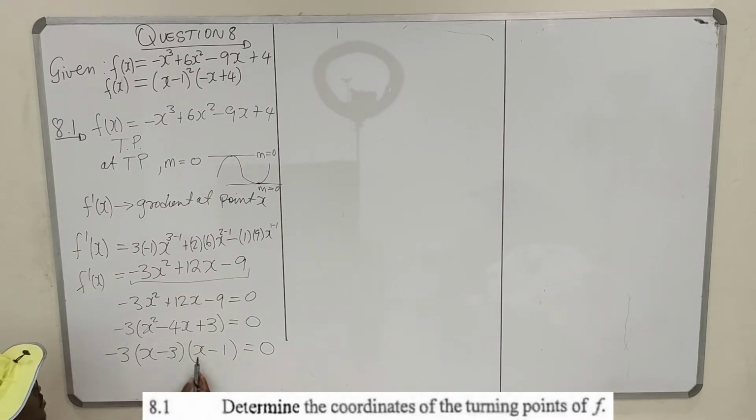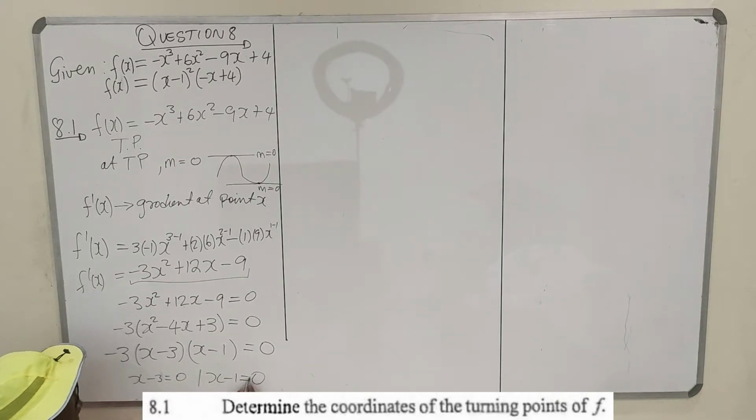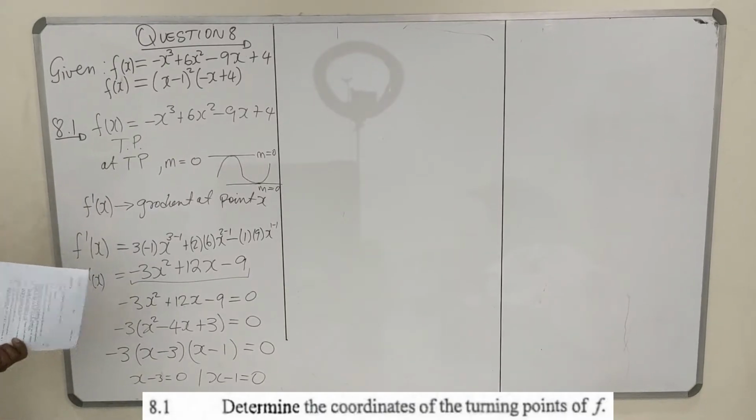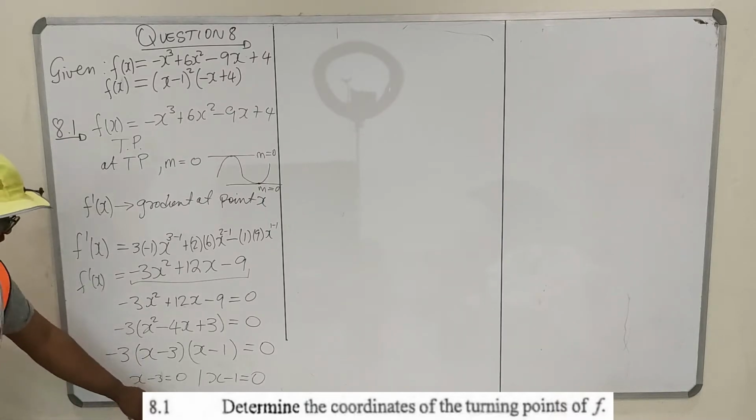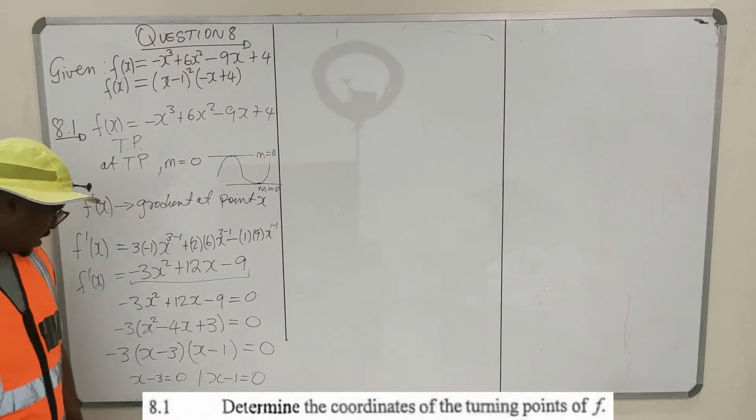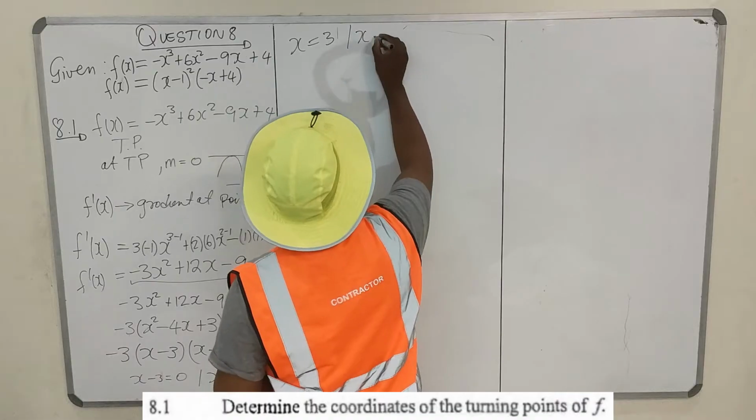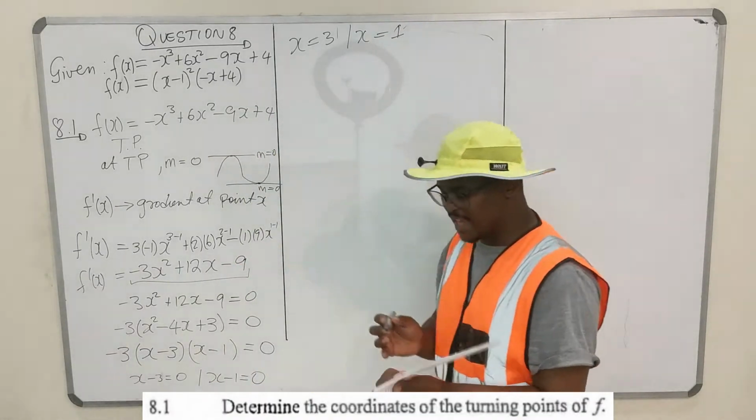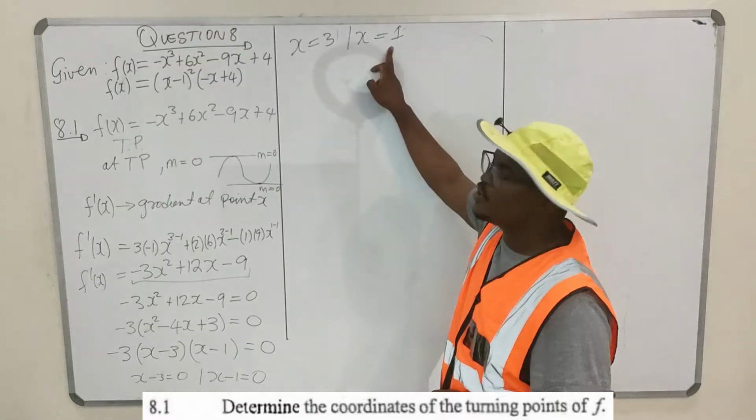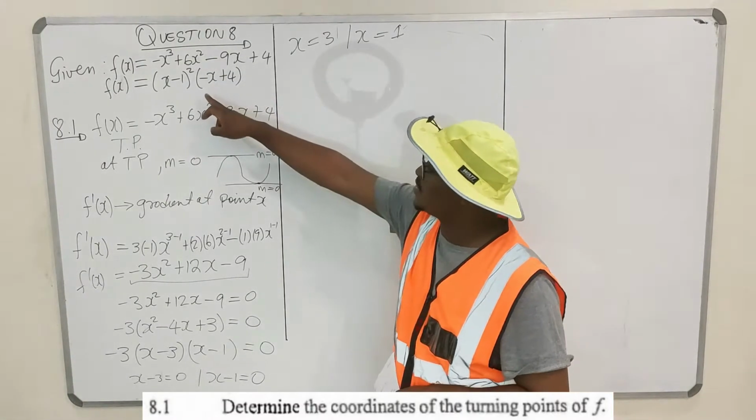If you multiply two brackets and the product is 0, at least one of them is 0. So x minus 3 is equal to 0, or x minus 1 is equal to 0. Then you solve for x. Your x is equal to 3, or your x is equal to 1. So these are the x coordinates of the turning points. At these x values, the gradient of your function is 0.